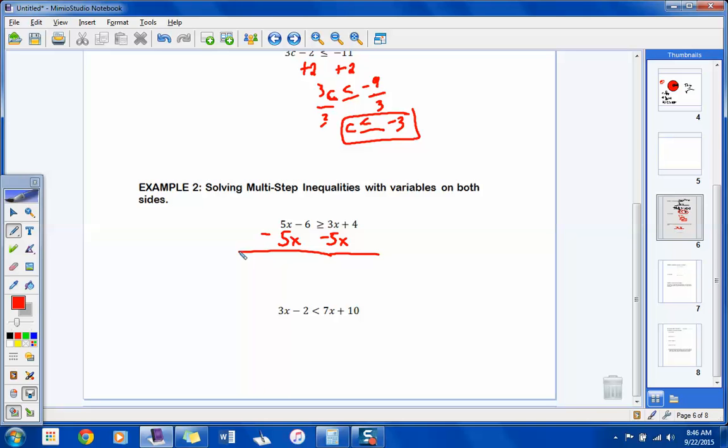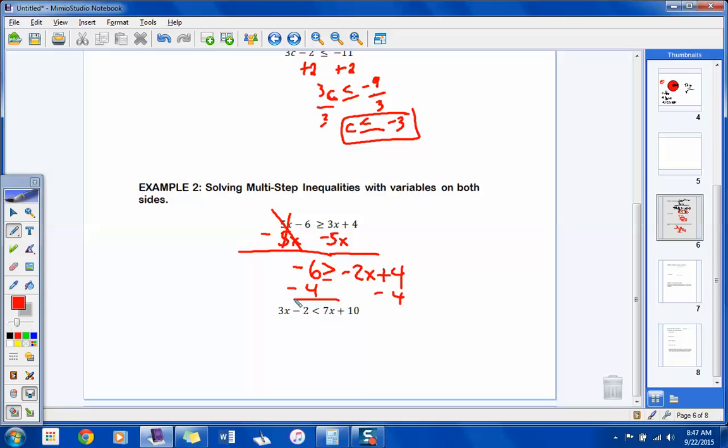Now, a lot of you might have chosen to subtract 3x. That's fine. What are the 5x's going to do on the left, kids? Yep. We have -6 greater than or equal to, help me out, 3x minus 5x, -2x, good? All right, 2-step me through this. What's next? We're gonna subtract 4. Yep, subtract the 4.